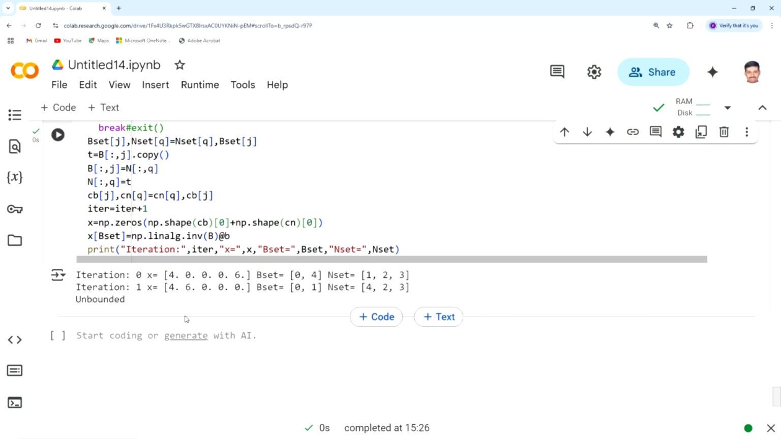Nevertheless, fine. So, this was the answer expected. It says that the problem is unbounded. It first started with 4 0 0 0 6, which is what we did. B set was 0 4, N set is 1 2 3. Then there was a change of 4 and 1, because of which you got 4 6 0 0 0, and at that point, the code found that the problem is unbounded.